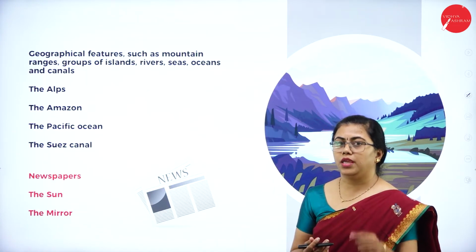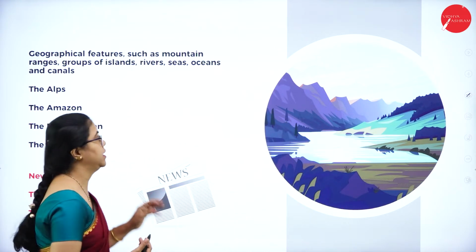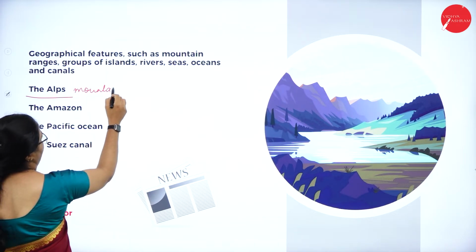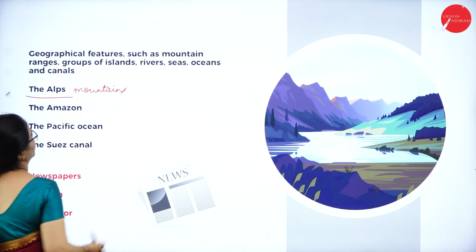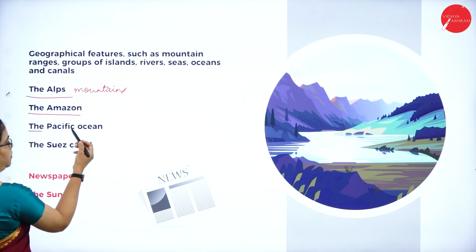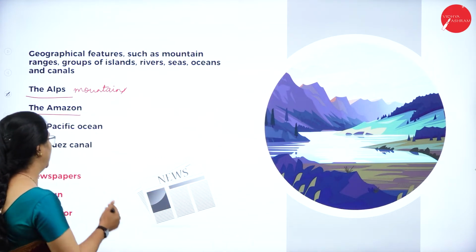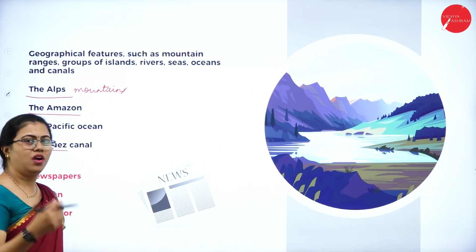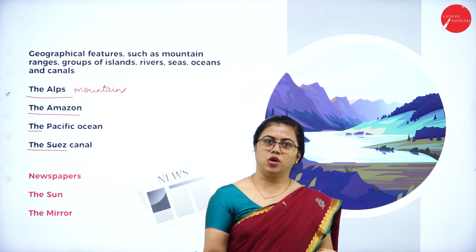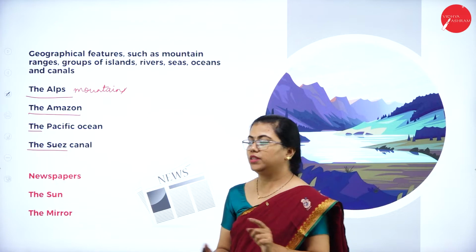Then you also make use of the definite article whenever you're talking about geographical places, geographical locations, like the Alps. It's the name of a mountain range. So here you use the definite article the. The Amazon, it's a river. The Pacific Ocean, the Indian Ocean, the Arabian Sea, the Bay of Bengal, wherever it is, it's the. Other than that, you use it for the Suez Canal also. Whatever geographical locations there are, you use it for the Himalayas also, the Himalayan mountains. So this way you use the definite article the for geographical locations, and also with newspapers.